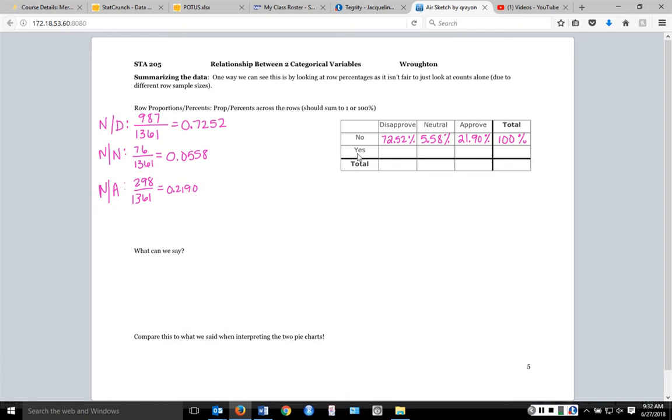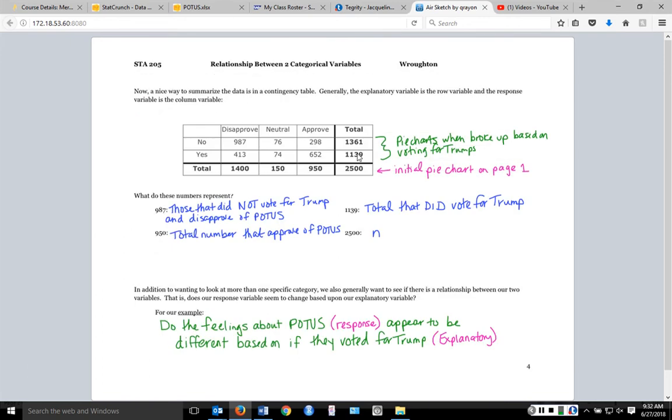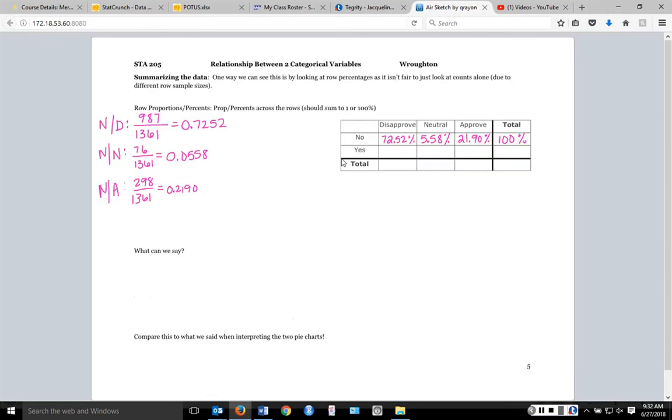Okay, we're going to do the same thing for our yes row. And we're going to do it in a very similar way, except now we are just working with these 1,139 people. So if I want to find out what percent of these 1,139 people that voted for Trump disapprove of him, I'm going to take the 413 divided by the 1,139. So this time it's my yes row, but my disapprove column. We'll take that 413 divided by the 1,139 to get 0.3626. Making that a percentage is 36.26%.